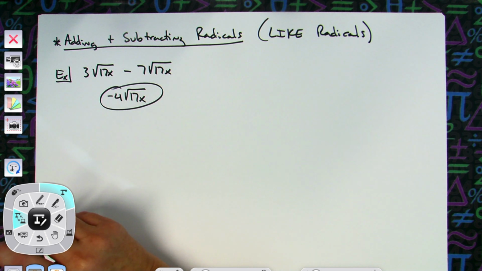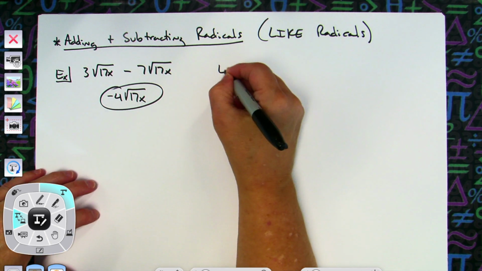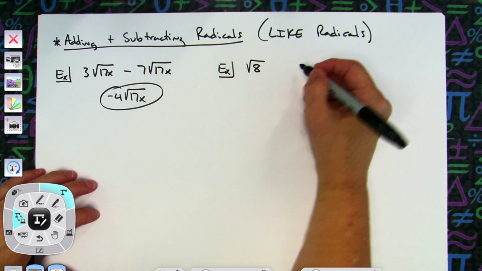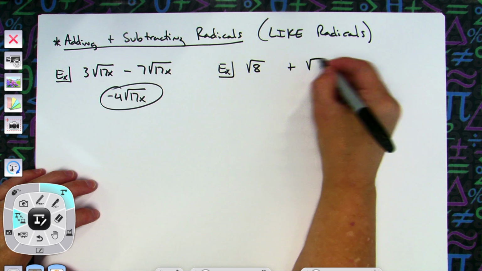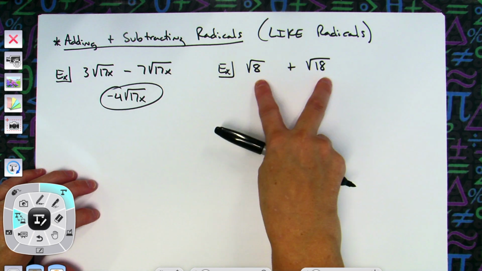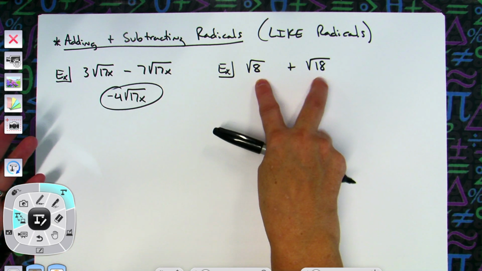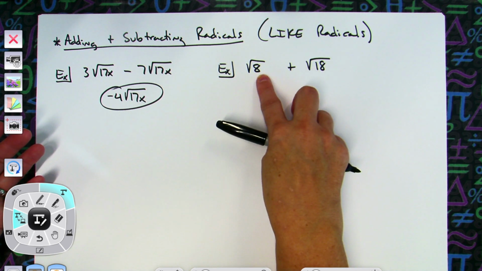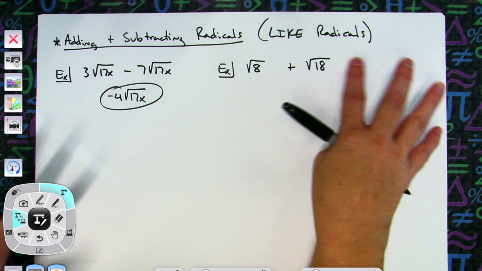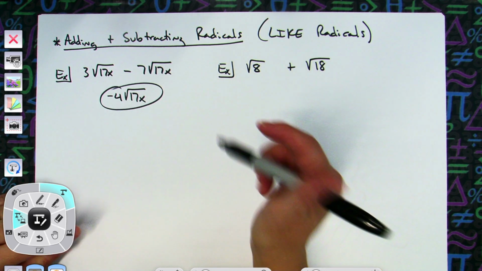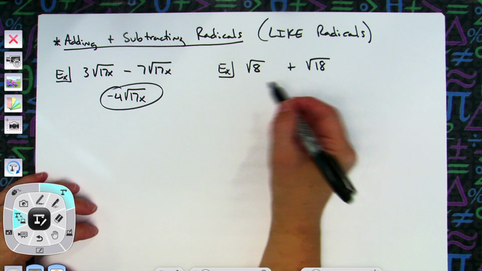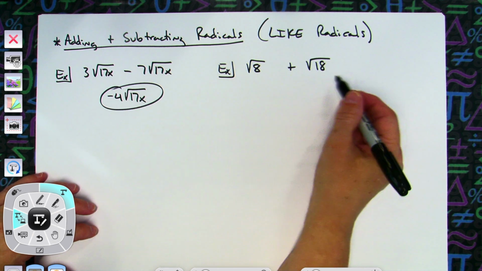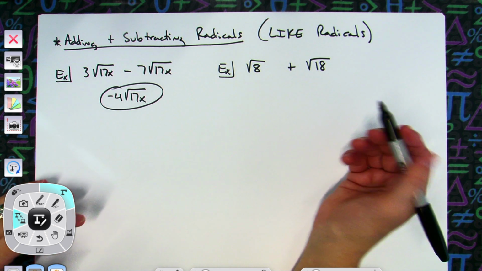Now, if they don't have like radicals, they probably will start you out with just numbers initially, like square root of 8 plus square root of 18. But I could put some variables in here. I could have an x squared here, an x squared here, an x squared and a y squared. I could put whatever variables under there I want. These are not like radicals because this is an 8 and this is an 18. So break up the first one, break up the second one, and see if you can create some like radicals.